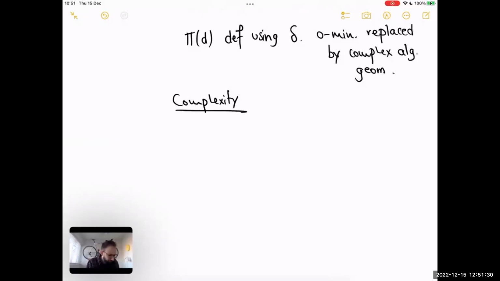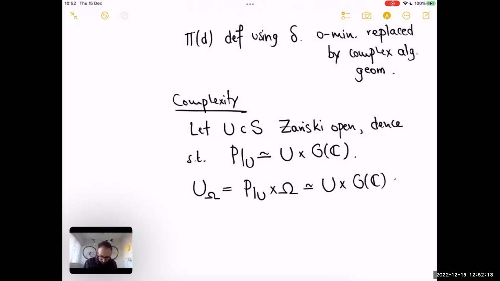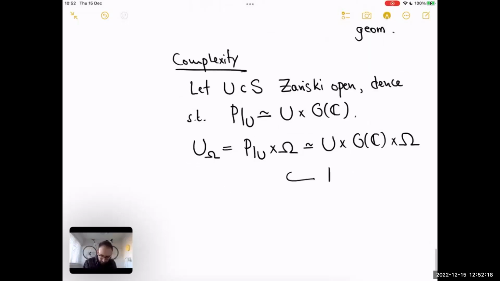So to do that, I have to introduce some coordinates. So let U in S be some Zariski open dense subset such that the standard principal bundle trivializes over U. And then denote by U omega, P restricted to U times omega, so an open subset of P, which by the above is U times G(C) times omega, and then embed that into some projective space using Baily-Borel on the U, some linear group coordinates on G, and some projective coordinates on the Chow variety.